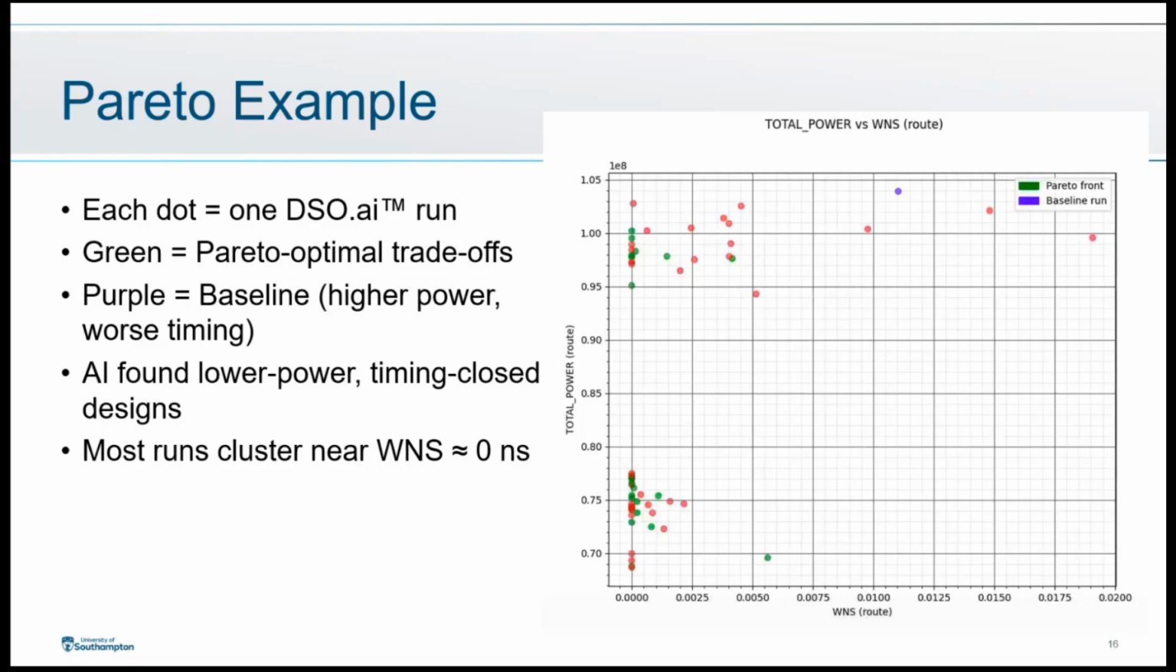The run in purple represents the baseline run, and as you can see, the worst negative slack and the total power consumption of that run is displayed. You can note that many of the designs that were found had both a lower total power consumption and a lower WNS than the baseline one, highlighting the efficacy of DSO.ai when it's used, and Pareto optimization when it's used correctly.